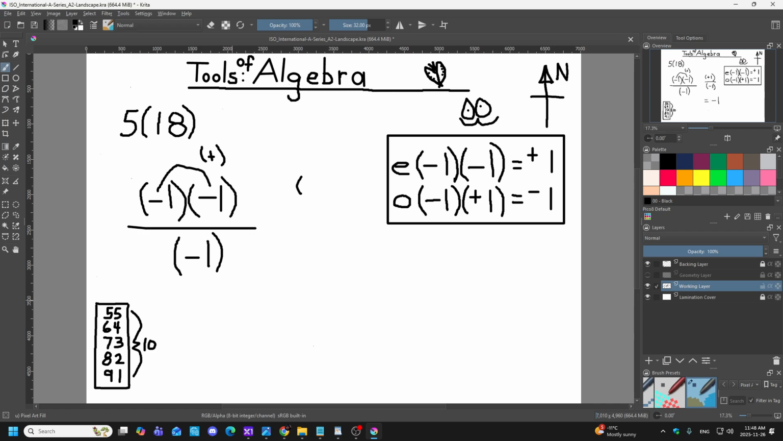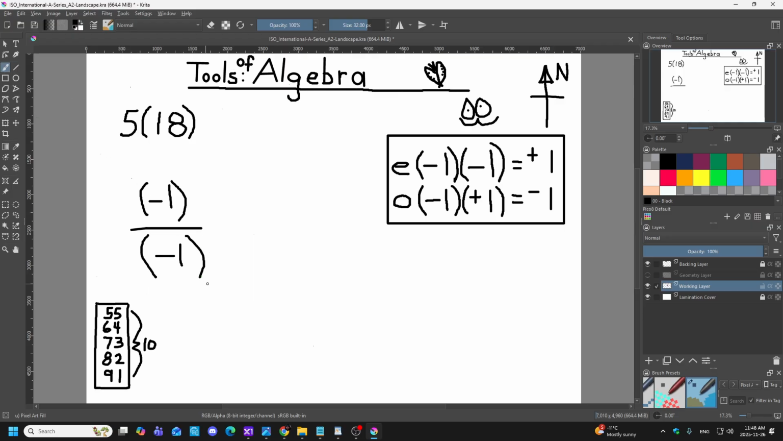Okay, if I had a negative divided by a negative, it's the same. We have 2 negatives, that's even. And even is always going to give us a positive, okay? Negative divided by a negative is also positive.